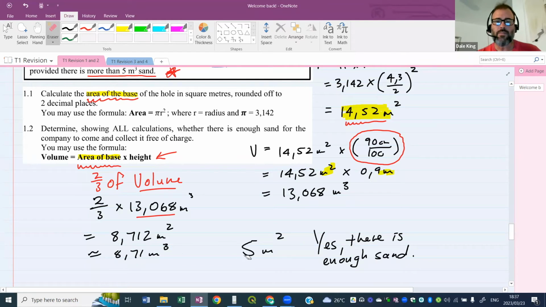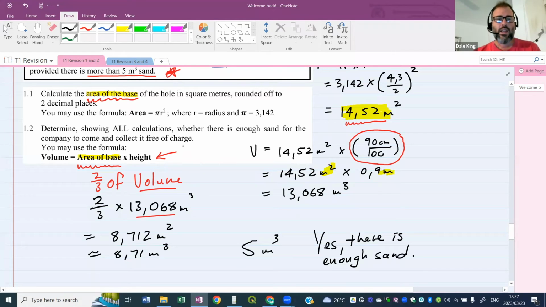All right. That is much bigger than the 5. Oops. It's not squared. It's supposed to be cubed. The 5 cubic meters that the company says, if you're not more than this, we're not coming. We're going to pay. You're going to have to charge. All right. So if it's more than 5 cubic meters, so yes, there is enough sand for the company to come and collect without a charge. All right. So 1.1 is quite a straightforward question.